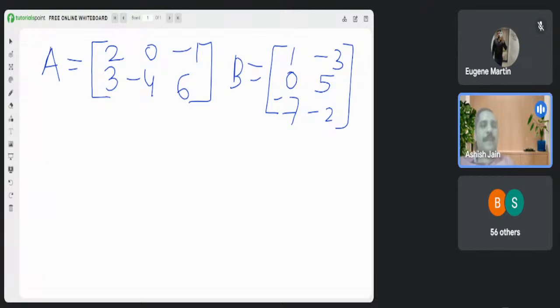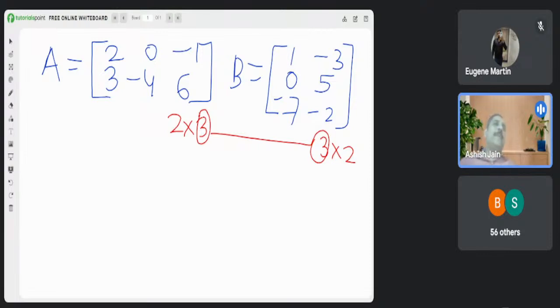The dimension of matrix A is 2 rows and 3 columns. Dimension of matrix B is 3 rows and 2 columns. The number of columns of A is equal to number of rows of B. ऐसे वहां मार्क मत करना, आपके समझाने के लिए बता रहा हूँ. That means I can multiply the two matrices.